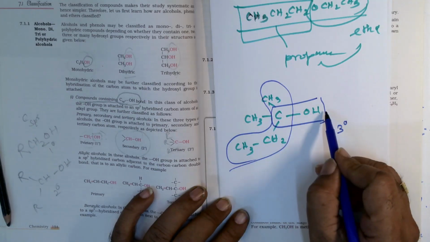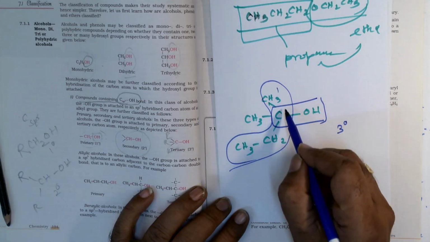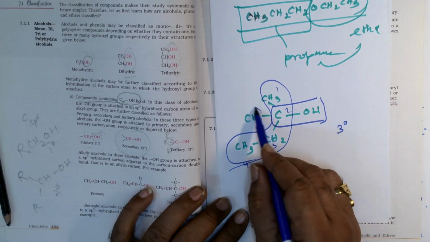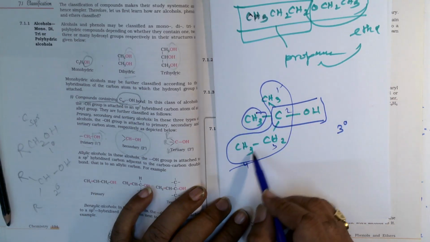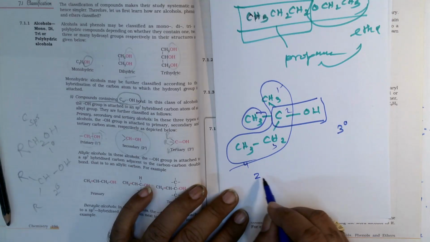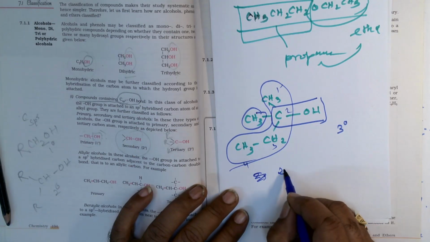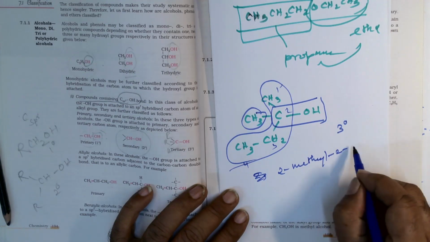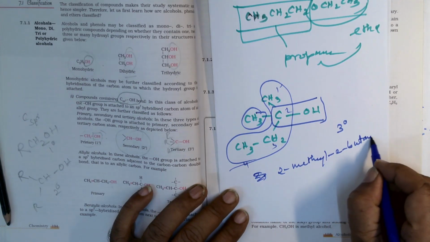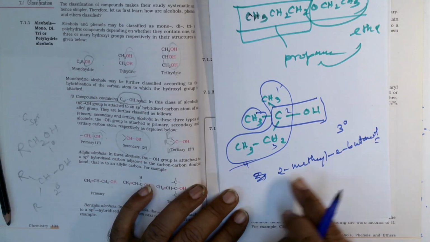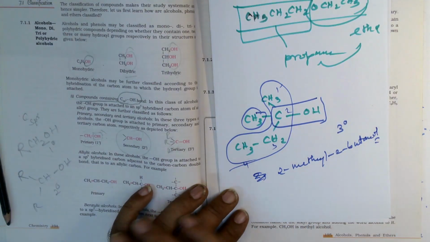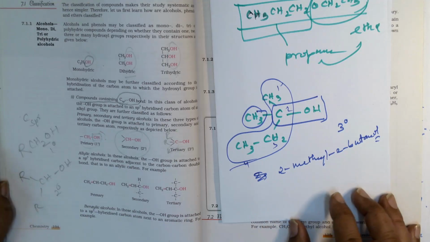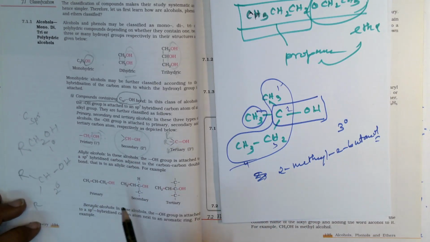So take the lowest substitution. 1, 2, 3, 4 means butanol where you got 2-methyl. So 2-methyl, 2-butanol. That's all. So what is the nomenclature? You have to write like this: 2-methyl and then put 2 and again butanol. Otherwise, you can call it 2-methyl butanol. Okay. Then similarly, we have primary, secondary, and tertiary.